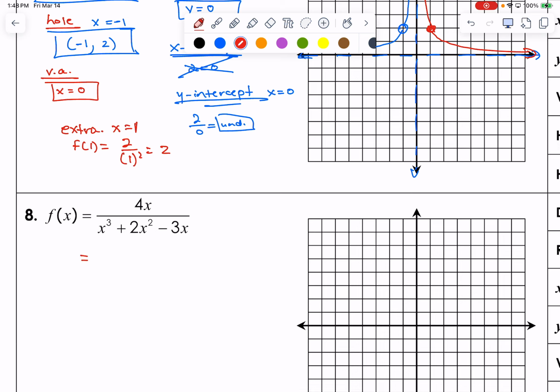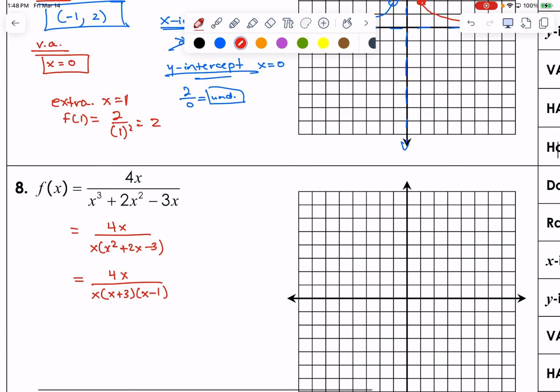We got 4x over, I can factor out an x, and we're going to have x squared plus 2x minus 3. I would take that further. I'd go 4x over x times x plus 3, x minus 1. All right, before I do anything, let's specify the domain. What can x not be? -3 or 1. And something else. 0.